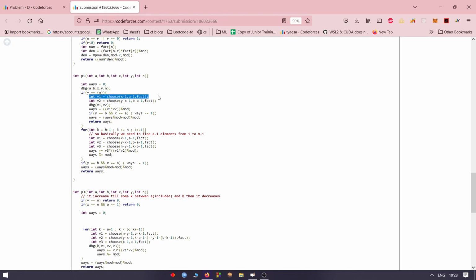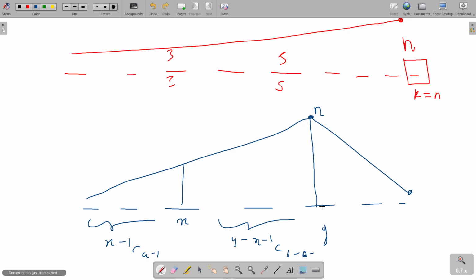So I have done the same thing here. I have chosen two things, less than a and between a and b, and I added that to the base. And I talked about the special case of the array being in ascending order. So what would have happened if b was n, and y was n, and a was also the same as the index it was present at.